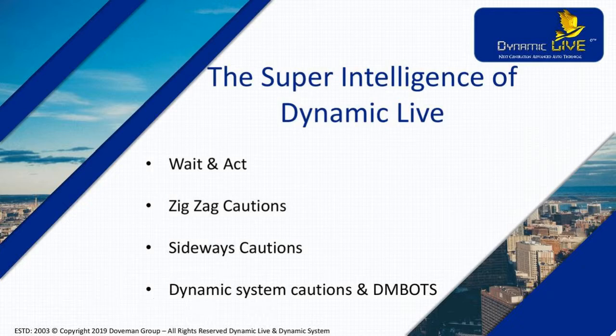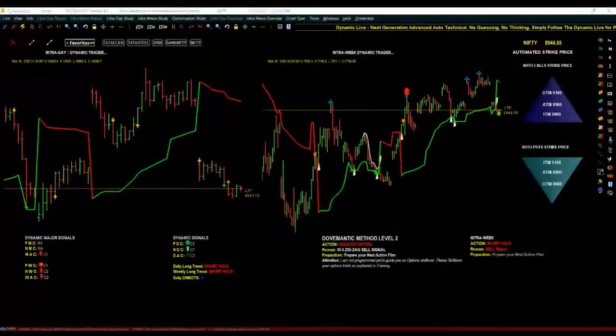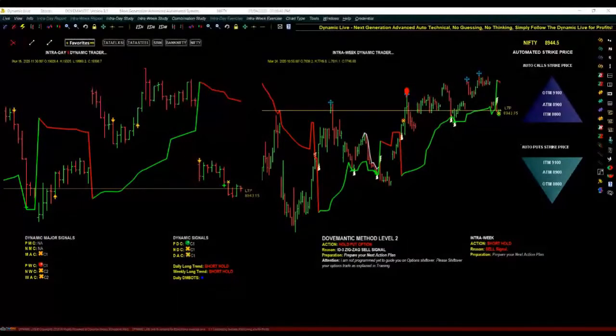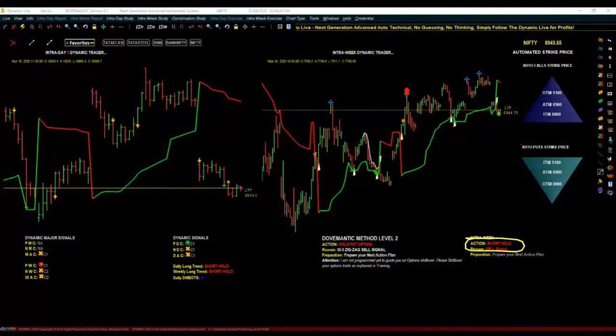Now today, let us have a look at this intelligence in the live market. Let's see how it works in dynamic live and how we can benefit from it. Now here we are looking at dynamic live. We are looking at the Nifty price movement in dynamic live. Now in this we have this action information, right?